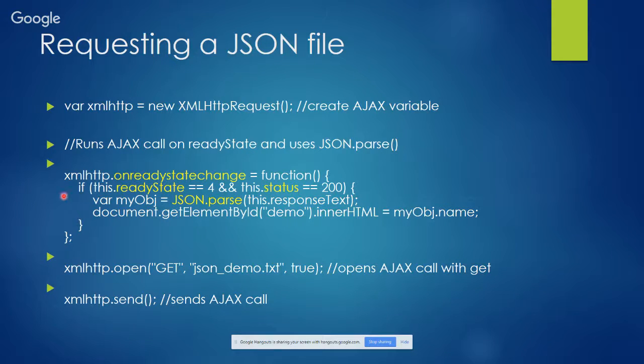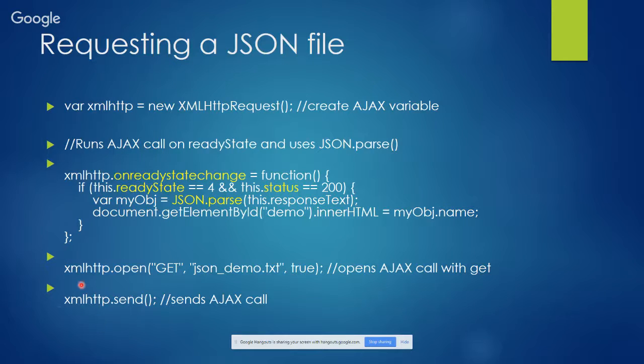It's going to first check to make sure the ready state is a 4, that it's received, and that the status is a 200, that it's an OK status. Then we're going to create a variable myObject, which is going to be a JSON parse of the response text. We're going to parse that out. And then, just in this example, we're going to insert it into an HTML for this demo.